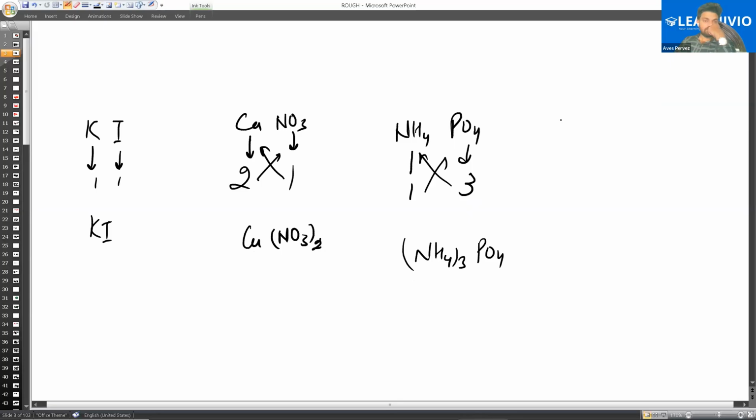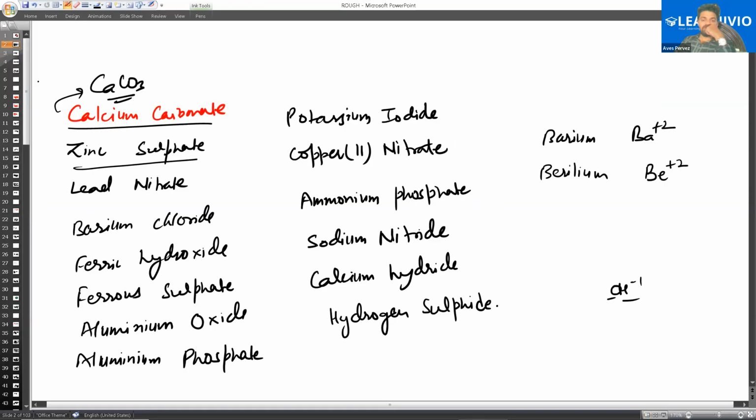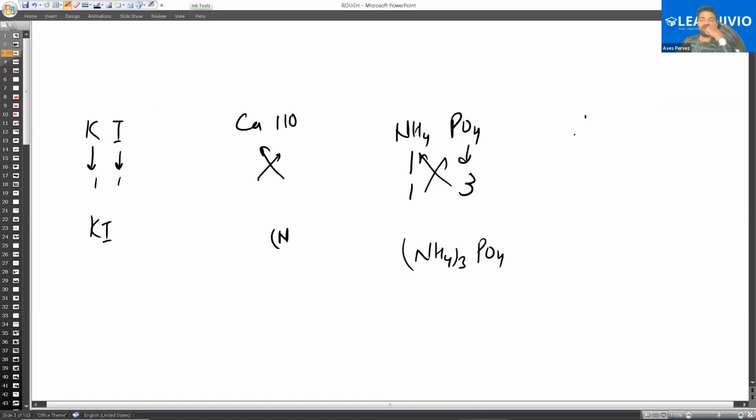Next one is sodium nitride. It is sodium nitride, not nitrate. So sodium is Na, valency 1, and nitride, N, a single atom, has valency 3. So it will be NaN3. Sorry, Na3N.